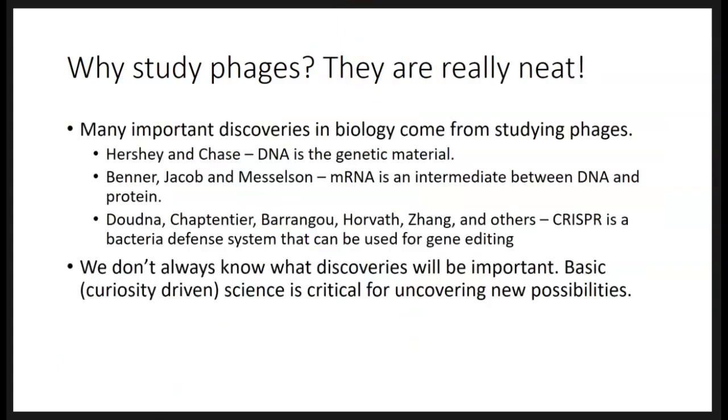But we're also going to study phages because they're really neat. Right? Many of the important discoveries in biology came from studying phages. We'll talk about Hershey and Chase. They discovered that DNA is the genetic material by using phages. Many of the other important discoveries, such as that mRNA is the intermediate between DNA and protein, came from phage experiments. And most recently, a number of scientists, including Jennifer Doudna and Emmanuelle Charpentier, discovered a new enzyme called CRISPR, which is part of a bacterial defense system that bacteria use to prevent phage infections.